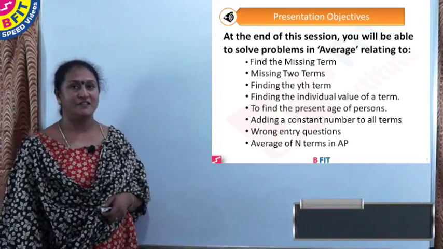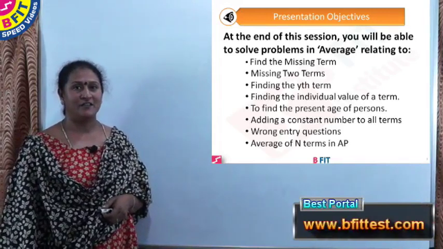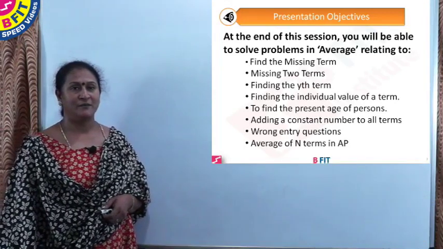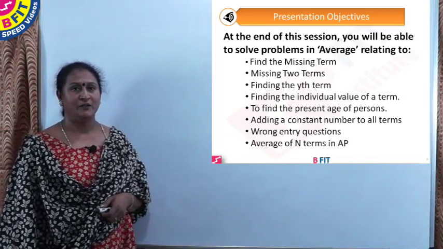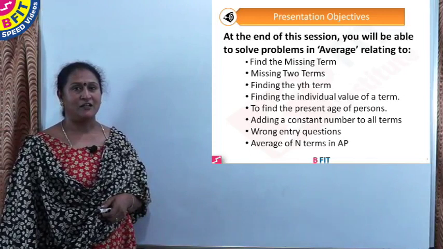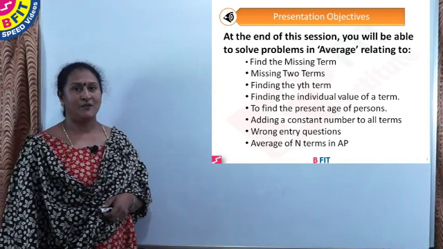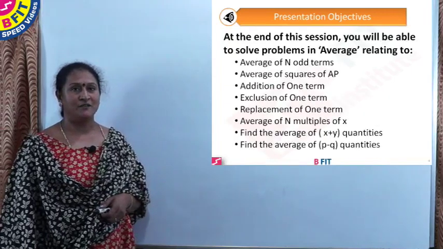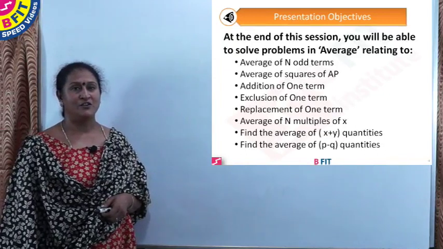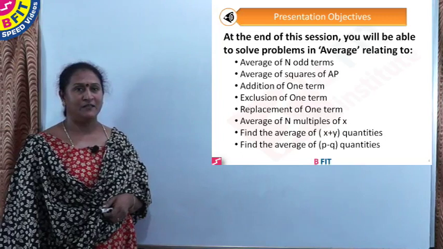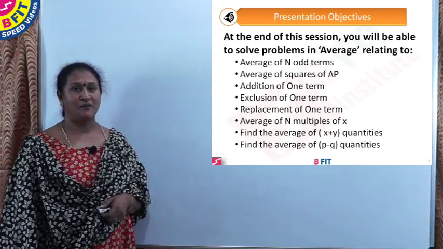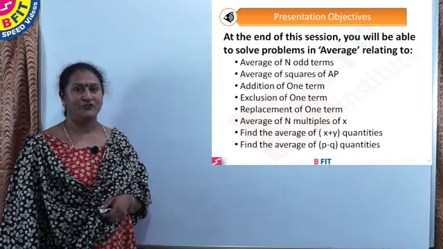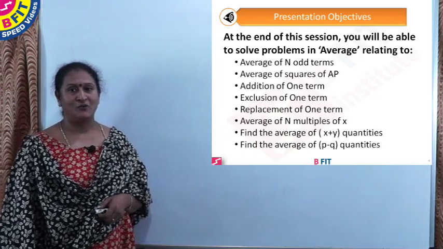Friends, at the end of this session, you will be able to solve problems in average relating to finding the missing term, missing two terms, finding the yth term, finding the individual value of a term, finding the present age of persons, adding a constant number to all terms, wrong entry questions, average of n terms in AP, average of n odd terms, average of squares of AP, addition of one term, exclusion of one term, replacement of one term, average of n multiples of x, finding the average of x plus y quantities, and the average of p minus q quantities. So now we'll work out the questions.